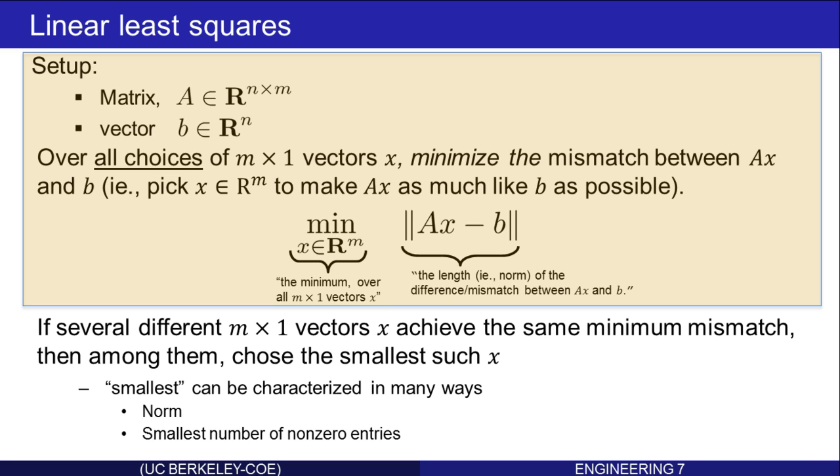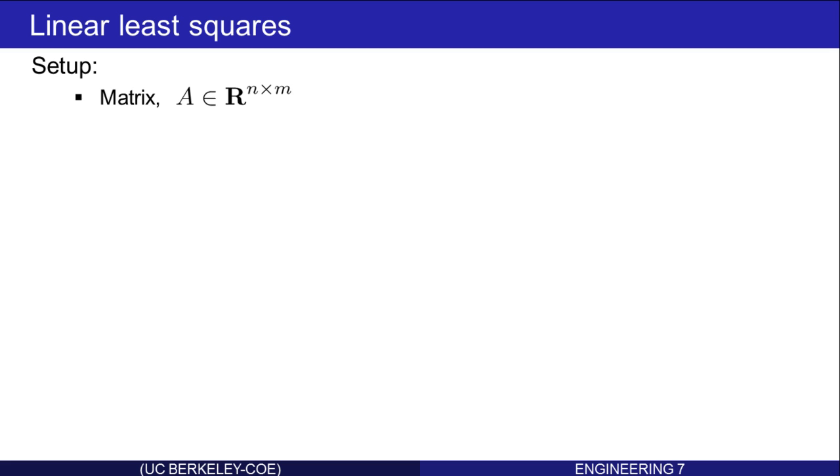For the algorithms I'm going to describe here, small can be characterized in two ways: the norm or the smallest number of non-zero entries. In a few modules, we'll look at another way to characterize small. Let's consider all the scenarios that can occur.